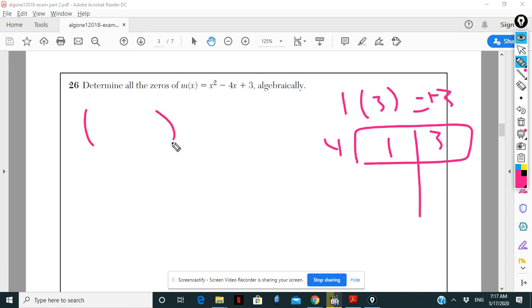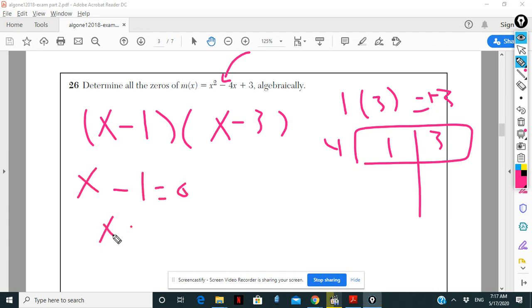So now I know that I have 3 and 1, and the sign of the middle term is negative, so both of them are negative. So x minus 1 equals 0, so x equals 1. If x minus 3 equals 0, then x equals 3.